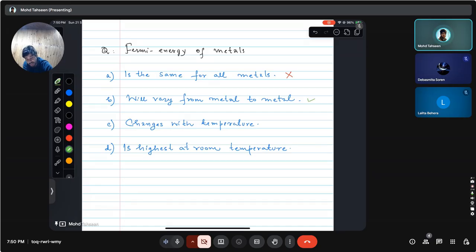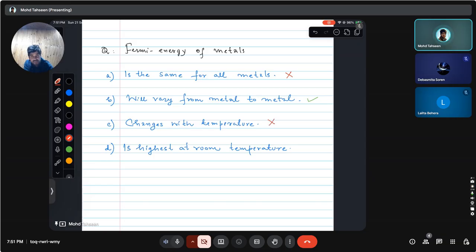The second option is actually correct because it will vary from metal to metal. If it's not the same for all metals, it follows from the first. And the third thing is that it changes with temperature. First of all, Fermi energy is defined at zero temperature. For all other temperatures, it is defined as the energy where the probability of occupancy is half. So I don't think this is the correct option either.